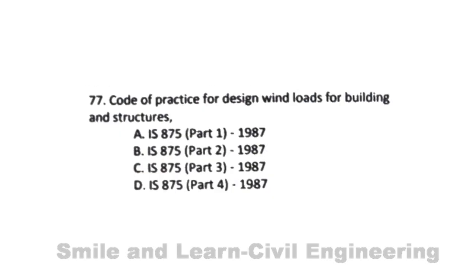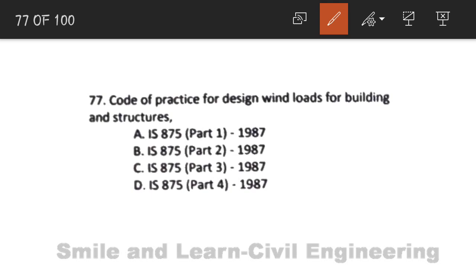Okay, next question, code of practice for design wind loads. So we all know correct answer is option C. IS 875 part 3, part 1 is for dead load, part 2 is for imposed load or live load, part 3 is for wind load.